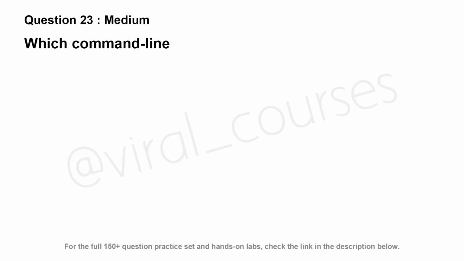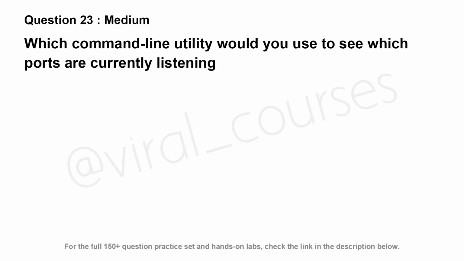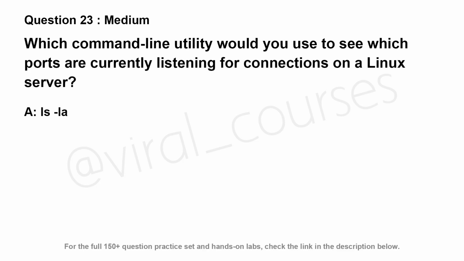Which command line utility would you use to see which ports are currently listening for connections on a Linux server? Option A, ls -la. Option B, ss -tulpn. Option C, top. Option D, ifconfig.